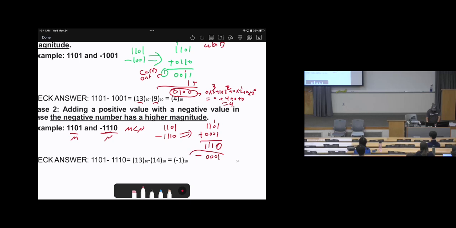This number is equivalent to negative 0001. If you need to keep it like this, it can be done. It can be fine. Okay? So if you need to add the sign, how do we understand the negative part? Double check our answers. This is 1101, 13, 1110, 14. 13 minus 14, negative 1. And this is what we get here. Okay? Any questions?